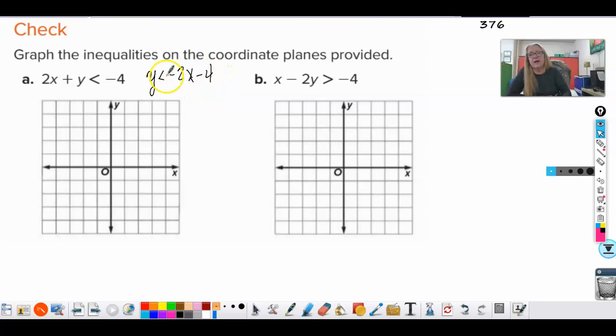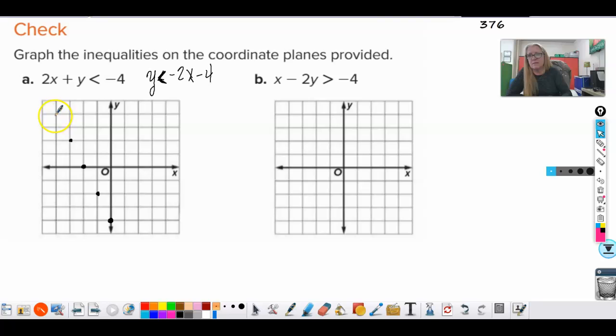Now I go ahead and start graphing this. It's going to be a dotted line because this is just a less than. We're starting at -4. Okay, and then my slope is -2, which would be down 2, right 1, but I can't really do that. So I can go up 2, left 1, up 2, left 1, up 2, left 1.